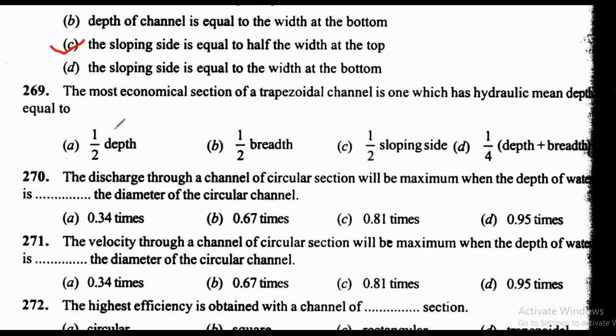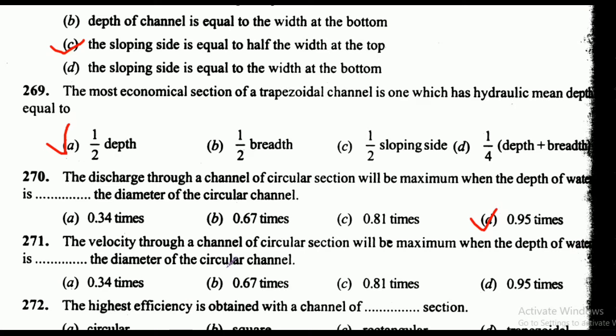Next is the most economical section of a trapezoidal channel is one which has hydraulic mean depth equal to. Here friends, these are the options, and here correct answer is option A, that is half depth. Next is the discharge through a channel of circular section will be maximum when the depth of water is dash the diameter of the circular channel. Here friends, these are the options, and here correct answer is option D, that is 0.95 times.